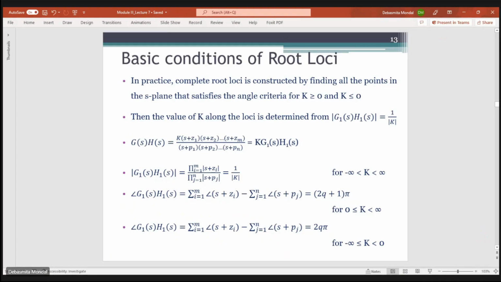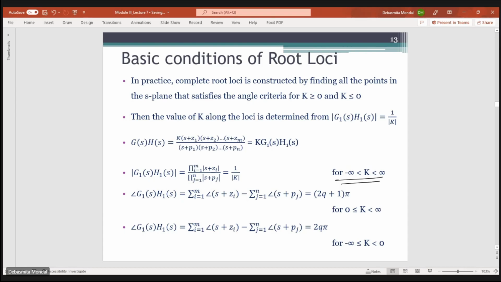So if you know the pole and zero positions of the open loop system, you can find the magnitude of G1H1(s) from this equation. This will be the product for i equals 1 to M of the magnitude of s plus zi, and in the denominator the product for j equals 1 to n of the magnitude of s plus pj. The condition to be satisfied is that this should be equal to 1 by magnitude of K, and this is valid for all values of K ranging from minus infinity to plus infinity.